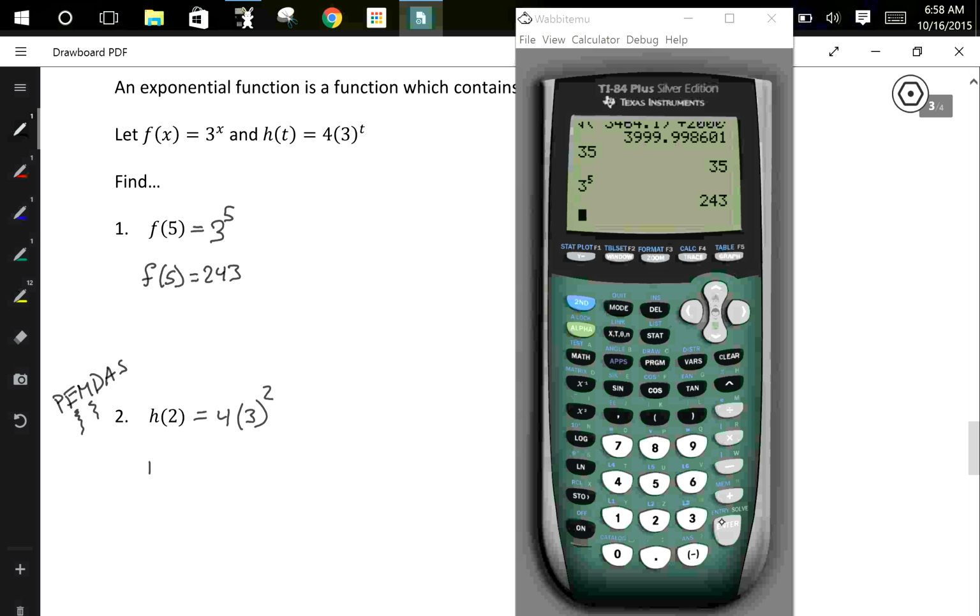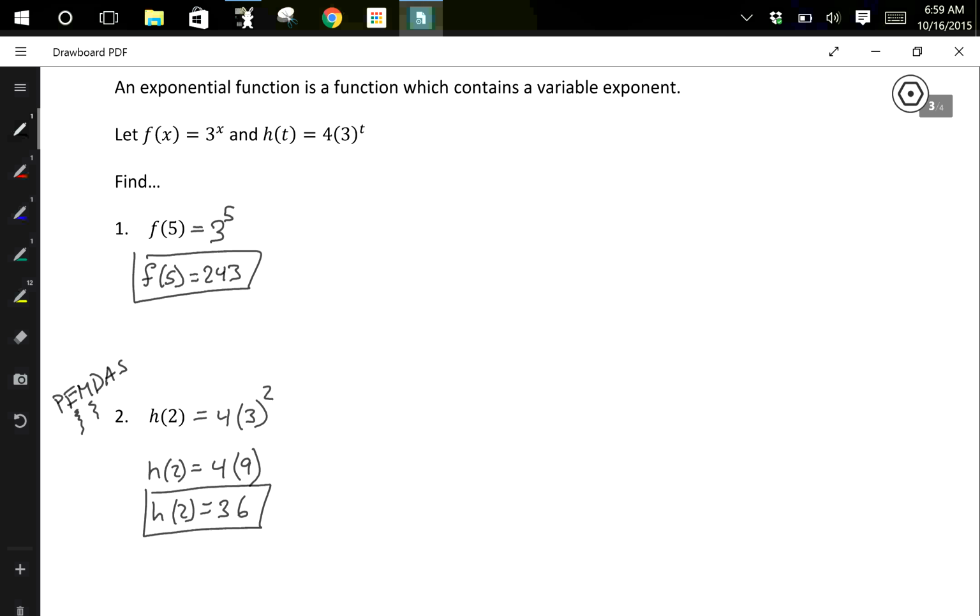So 3 squared first. So h of 2 equals 4 times 3 squared, which is 9. And then h of 2 is equal to 4 times 9, now is when I can complete that multiplication, and that is 36. So again, function notation, but in the context of situations where exponents are present.